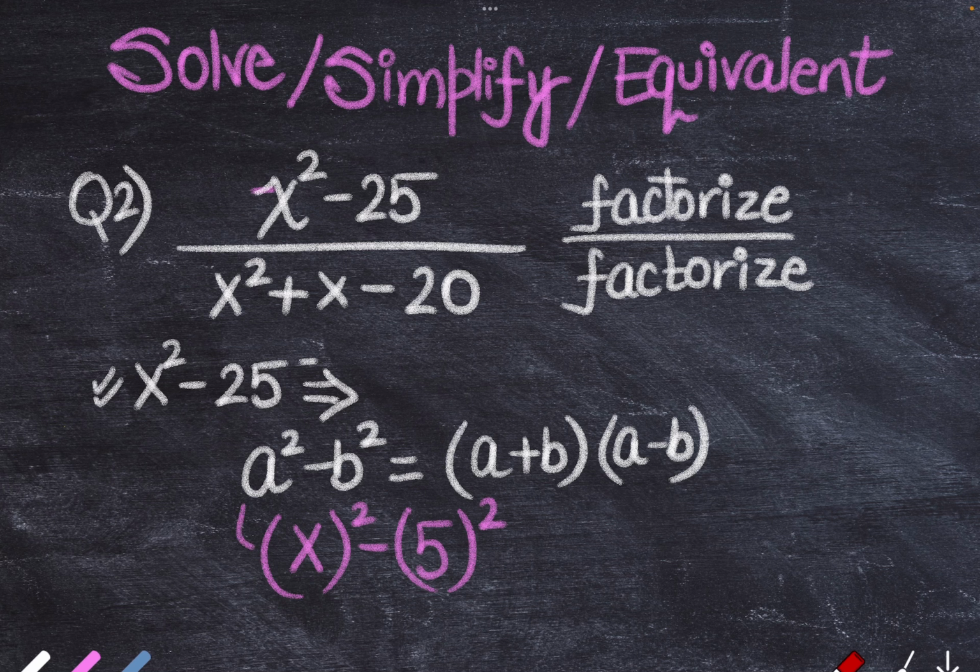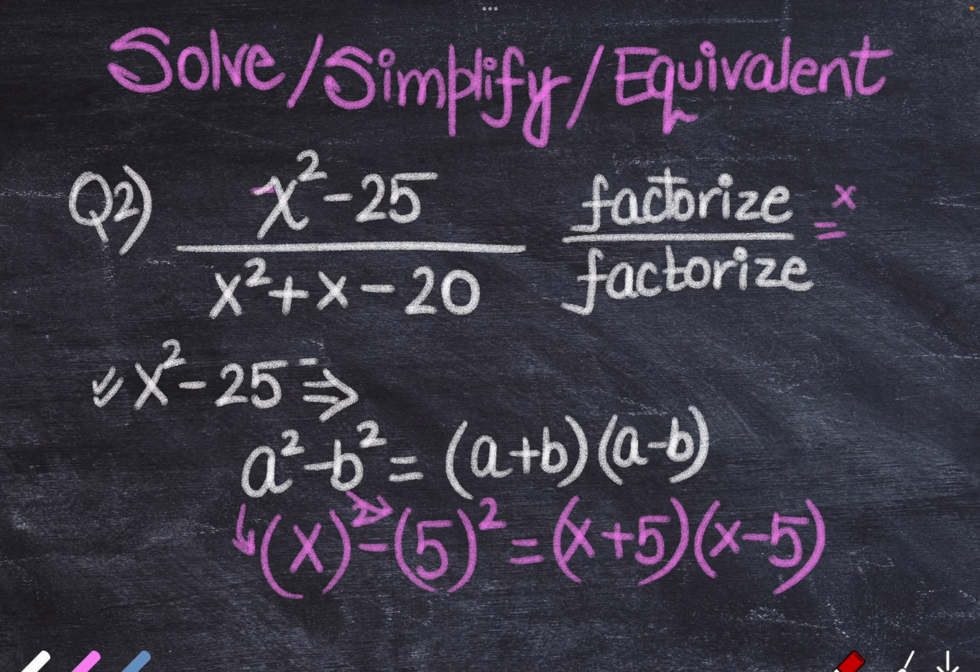Is it in the form of a squared minus b squared? As you can see, it is. That means if my a is x and b is 5, I can write down the factors as x plus 5, x minus 5. So the top part, I know that I have done the factorization, which is x plus 5 and x minus 5.